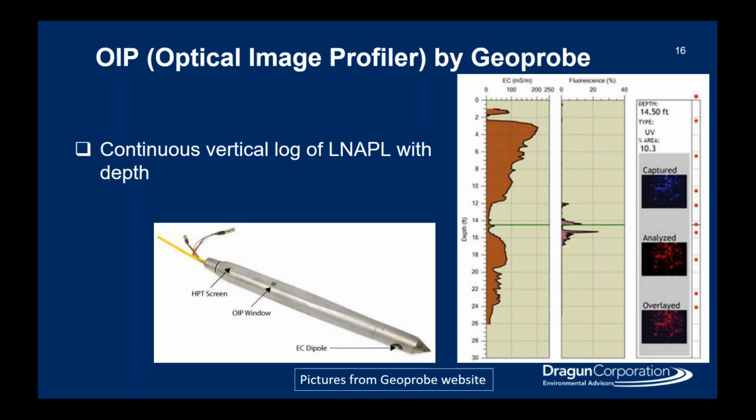So the Optical Image Profiler provides a log, and you can see an example here on the right of the fluorescence. And so you can tell in a fairly narrow zone there, that's where you have free-phase hydrocarbons. And that would be the spot where you probably have the highest amount of mass of the contaminants. Some other names for similar technologies to this are laser-induced fluorescence, or LIF, Targos, and UVOS. And that's just industry names from other people's versions of the same technology.